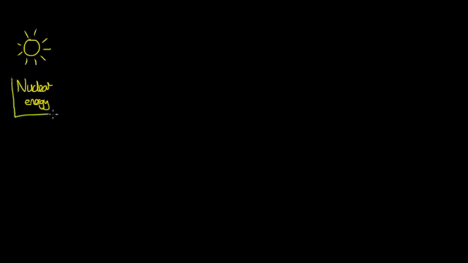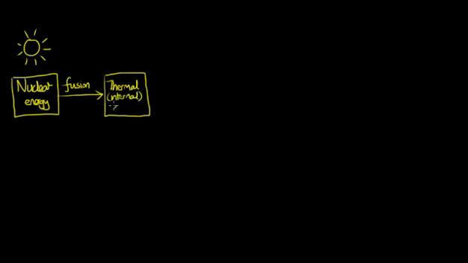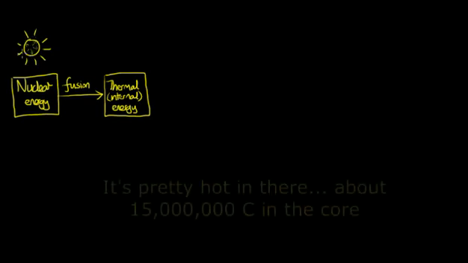So we start off with nuclear energy and go through the process called fusion, which is where the hydrogen nuclei fuse together. That creates a great deal of thermal energy. So this is now thermal, or sometimes called internal energy. Internal energy, and that's in the Sun's materials, and that energy comes out from the core of the Sun to the surface of the Sun.